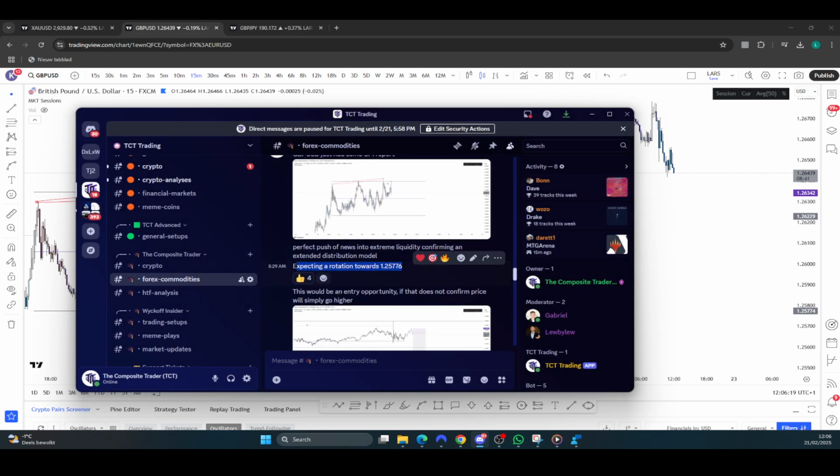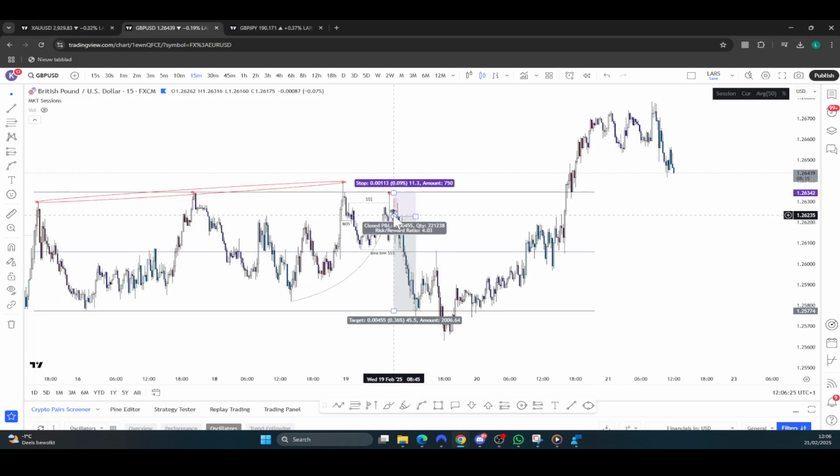Expecting a rotation down towards 1.25776. This is at 8:30 in the morning, and you can see right here at 8:30, I said a rotation out to 1.25776. As you can see, the TP is at 774, so 776 is just a bit higher. It's right there, expecting a rotation towards the range low, and that is exactly what we got.